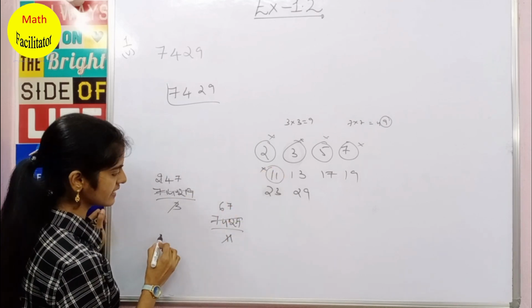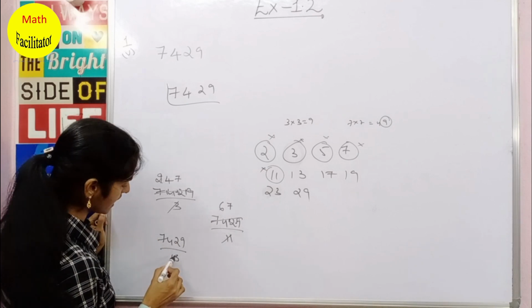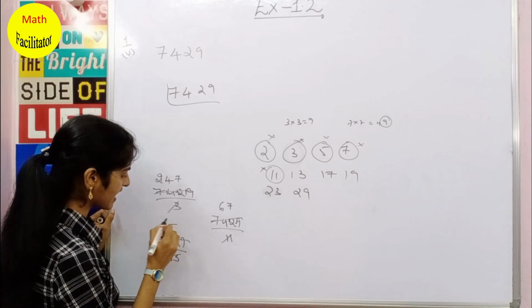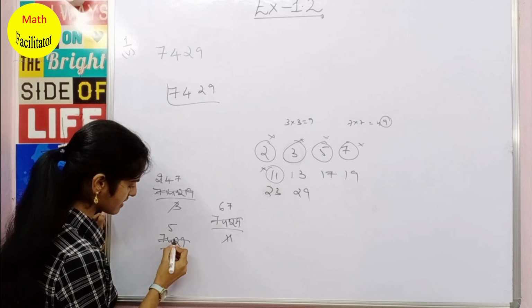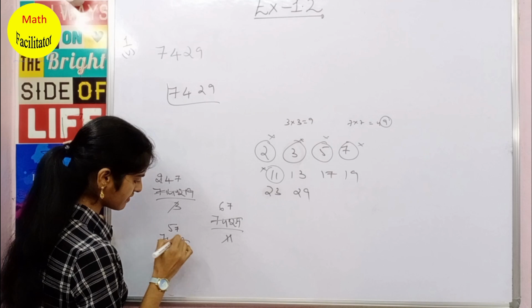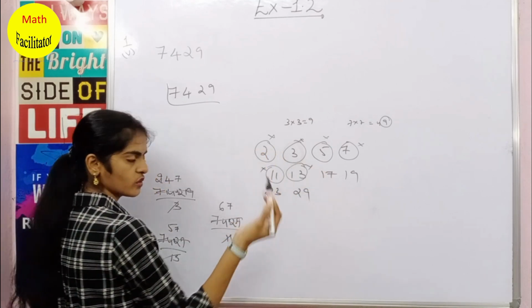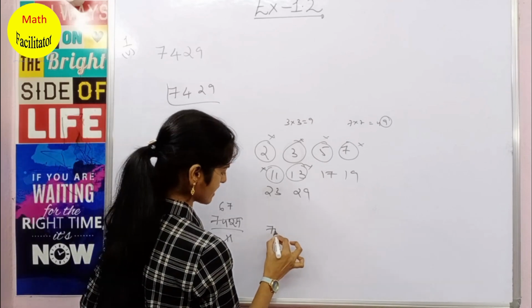Now let us take 13. 7429 divided by 13. Okay, so 13 5s are 65, so 9 is the remainder, now 92. 13 7s are 91, 1 is a remainder, now 19 is not divisible by 13, so this is also ruled out. Now let us check for 17.